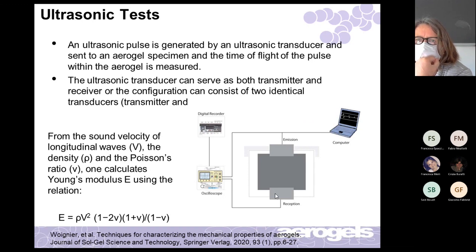And you could have the transducer be the transmitter and the receiver, or people have both, one on each end, but you can do both ways. And so from the sound velocity of the waves, knowing that, the density and Poisson's ratio, you can calculate Young's modulus from that information.